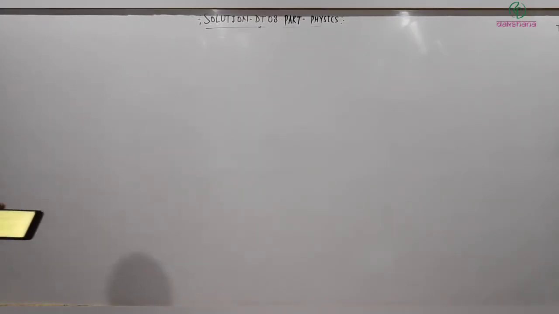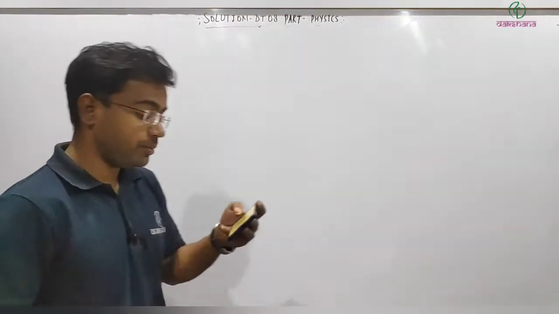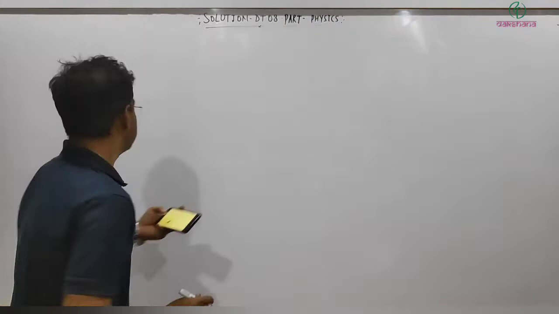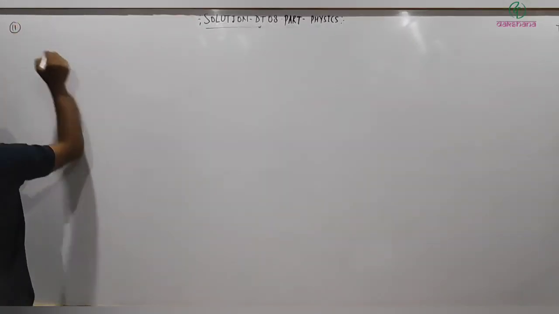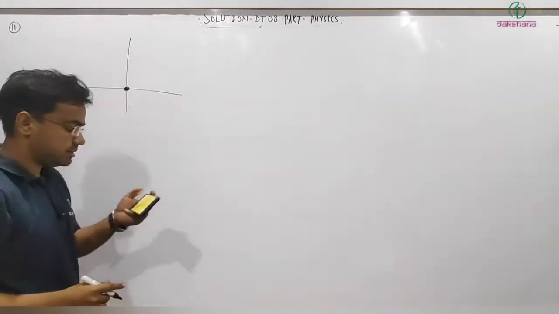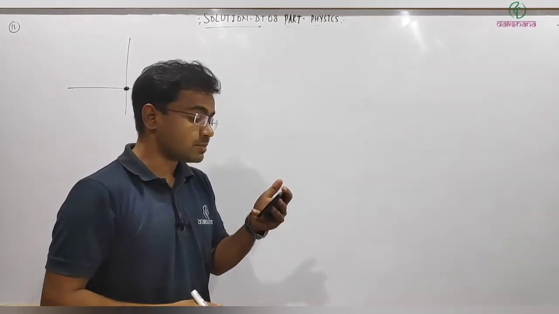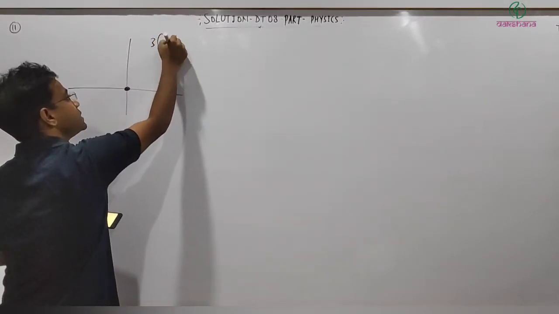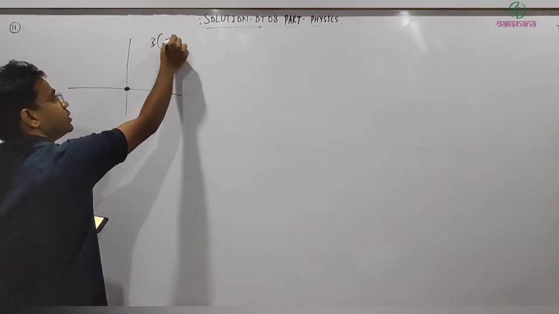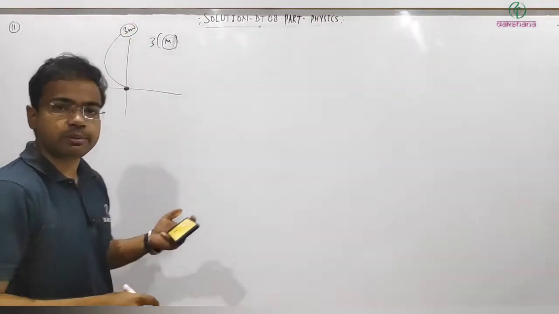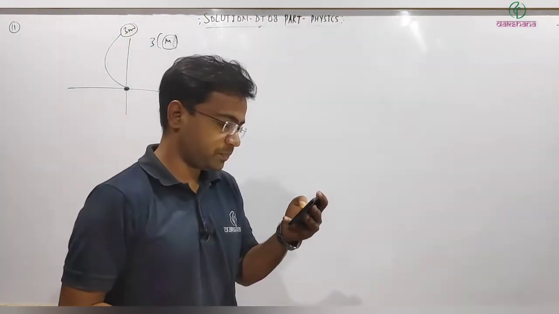Okay, so next, problem number 11. A bob of mass m at rest at the coordinate origin explodes. So here in question number 11, this is the origin and one bob is placed here, which is exploding into three equal pieces. Let's say each has mass m, then the total mass of this particle is 3m. So it is exploding into 3 particles of mass m each.